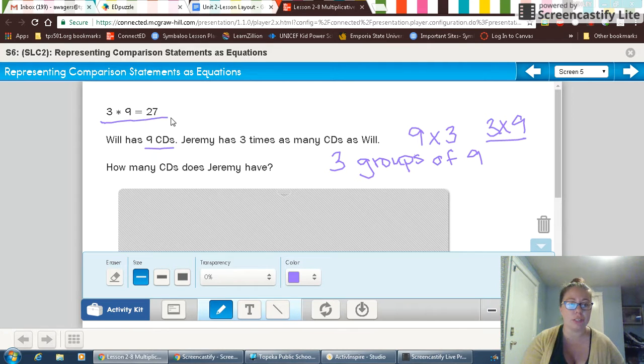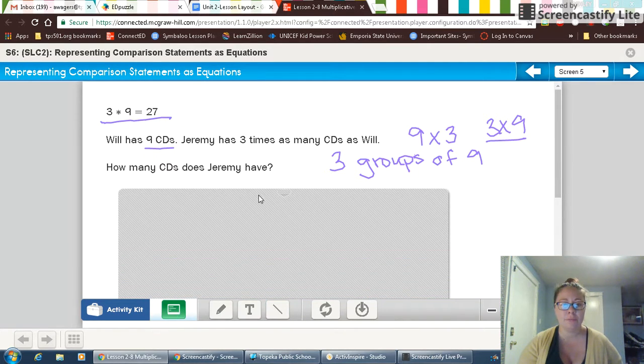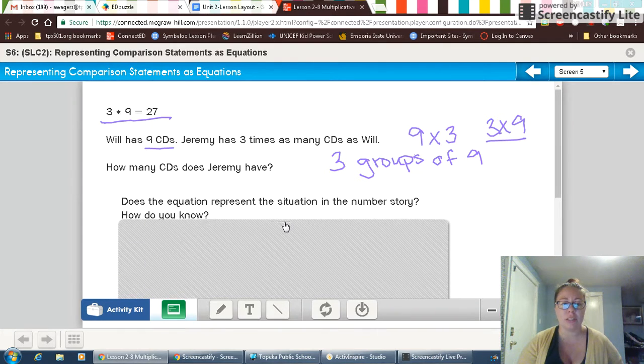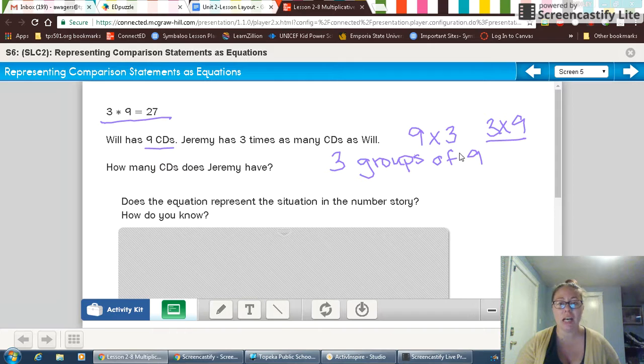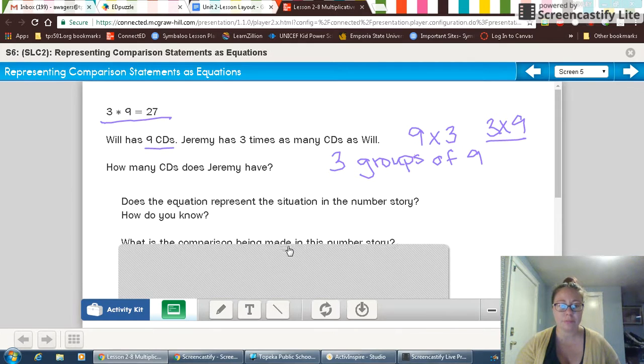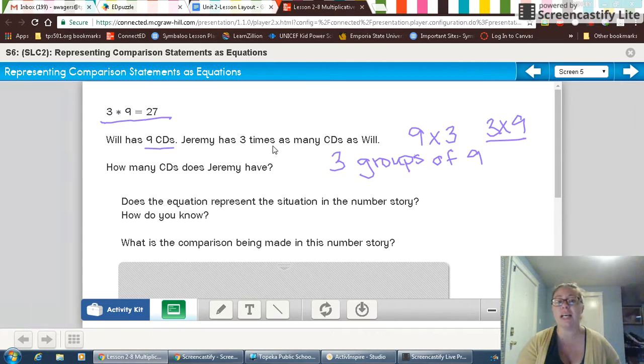Now we see up here 3 times 9 equals 27. So let's check this out. Does this equation represent the number story? Yes, it does. How do I know? I just wrote this out. This would be if Jeremy has 3 times as many, he has 3 groups of 9, and we know groups of is another way to say multiply. So 3 groups of, I can change that to say 3 times 9 and equals 27. Okay, and what is the comparison being made? Well, we're comparing the number of CDs between Will and Jeremy because Jeremy has 3 times as many CDs as Will. We're comparing how many CDs Jeremy has in comparison to Will.